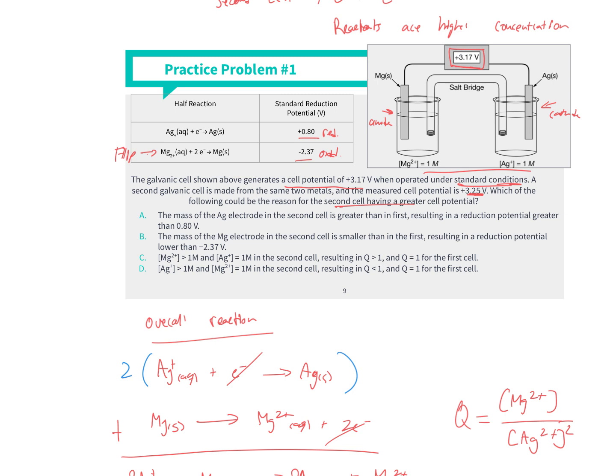Answer choices A and B say the mass of the Ag electrode, or the Mg electrode, is higher than in the first. If we look back to the notes, we can easily see that the mass of the electrodes, or the mass of this piece of metal, is unimportant. We don't really care about the mass, we care about the concentration. And so A and B can't be our answer, because we care about the concentration in solution.